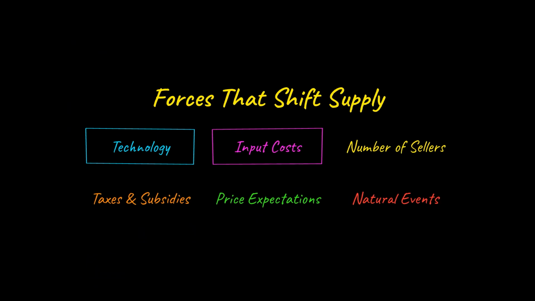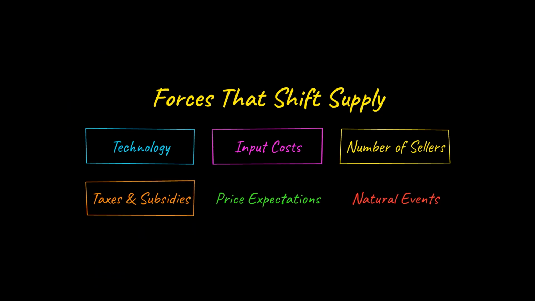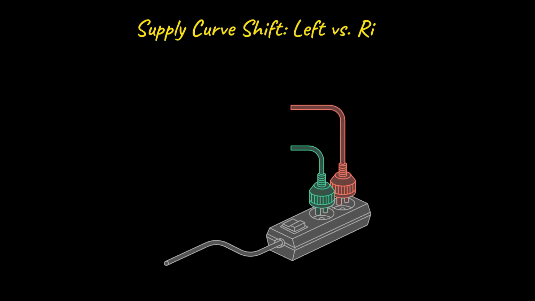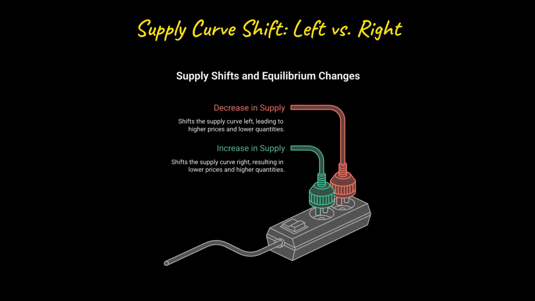Technology improvements shift it right, while higher input costs shift it left. The number of sellers, taxes and subsidies, future price expectations, and natural events like droughts or storms each change how much sellers can offer at any given price. When supply shifts right, more goods are available, equilibrium price falls and quantity rises. When supply shifts left, goods become scarcer, price climbs and quantity falls.